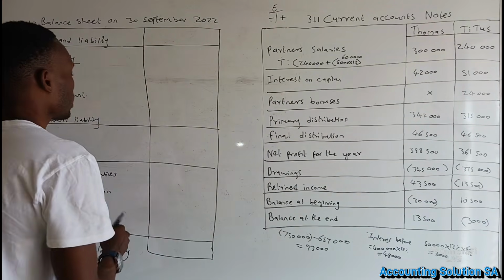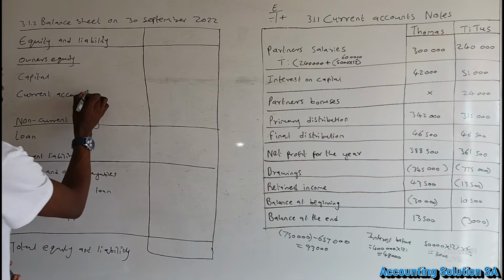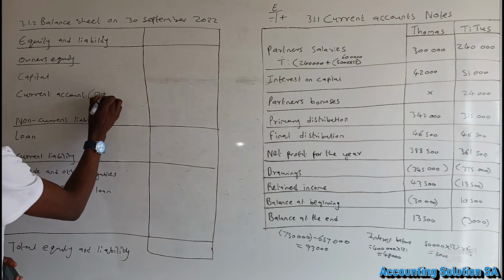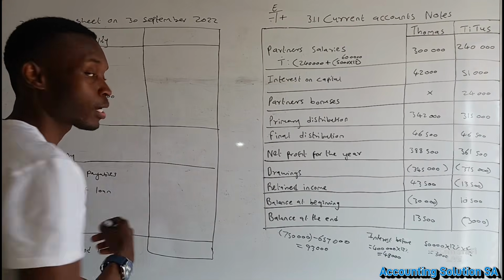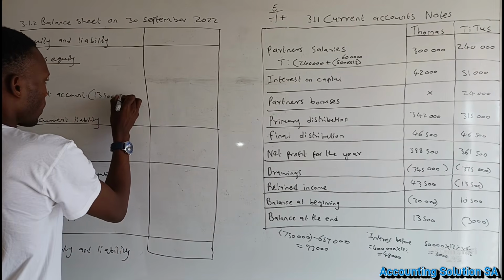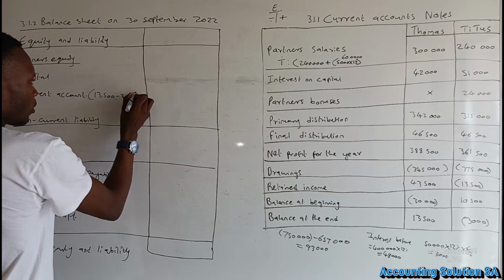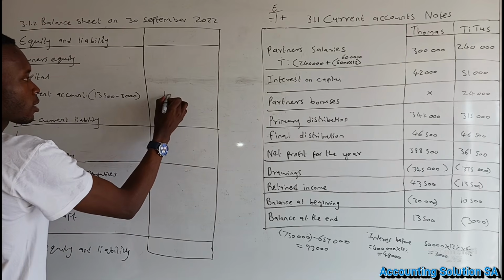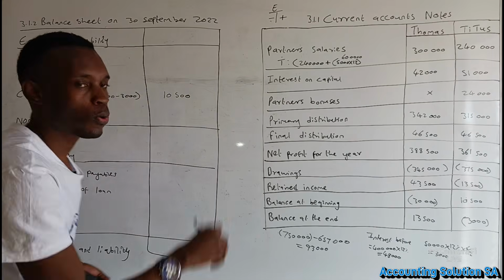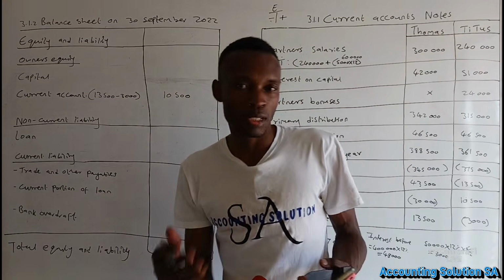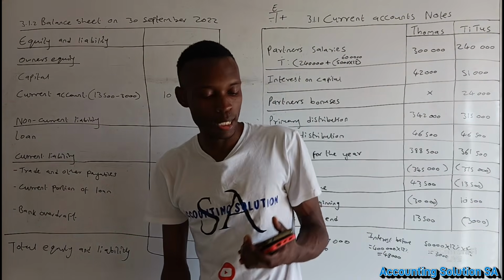The first one, we had a positive balance of 13,500. And the other 3,000 is negative, which means that we are going to minus 3,000, and this will give us 10,500. There we go. Now we are going to our question paper and continue with our balance sheet.